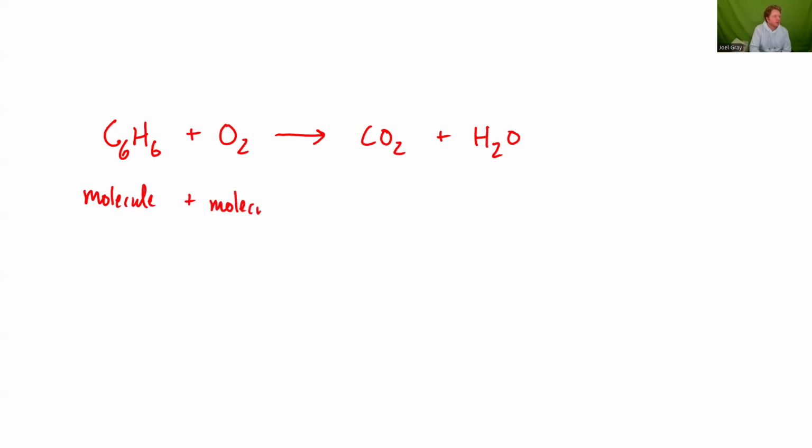Because, well, we can have, let's go with C6H6. That is a molecule. That is an example of a molecule that reacts with O2, and this will produce CO2 plus H2O. Here what we have is molecule plus molecule to produce, well, two products, a molecule and a molecule.